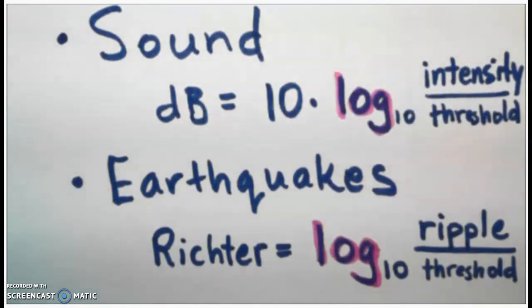Things that get very big and very small are, for example, sound or earthquakes. Logarithms ask, how intense is the sound? Or how big is the ripple from an earthquake? The logarithm asks, what is the exponent? And gives us a nice way to deal with really big and really small values.